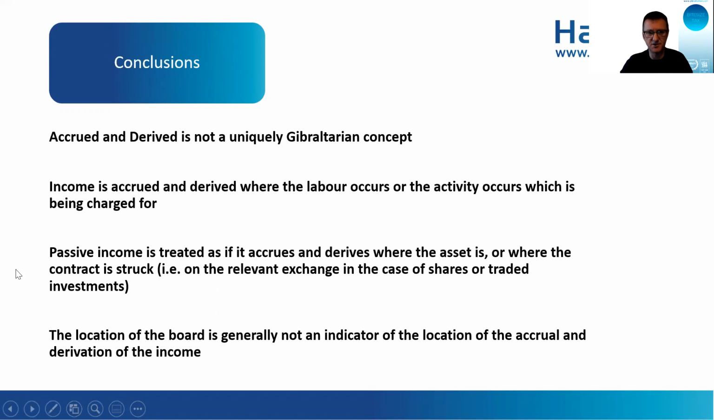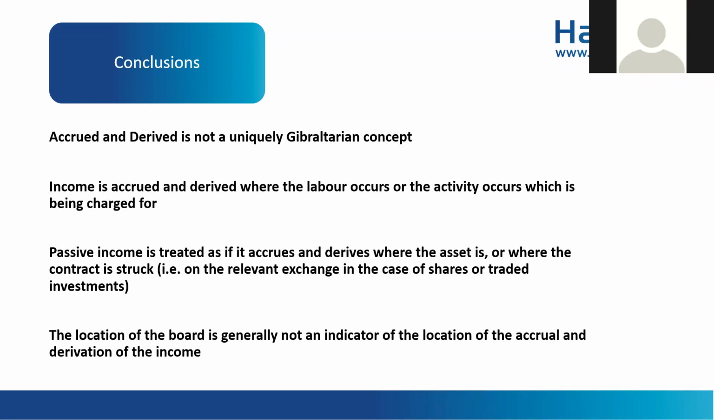So here are the conclusions of the session. Accrued and derived is not a uniquely Gibraltarian concept, and that's good because it places us within a solid tradition which is global and is well understood by the international financial system. Income is accrued and derived where the labour or the activity occurs which is being charged for, which is the income generating activity. Passive income is treated as if it accrues and derives where the asset is located or where the contract is struck, and that means on the relevant exchange.